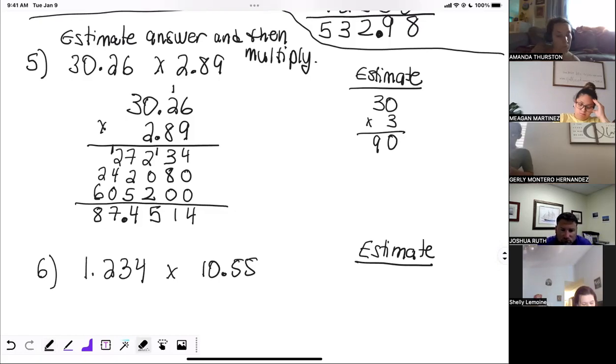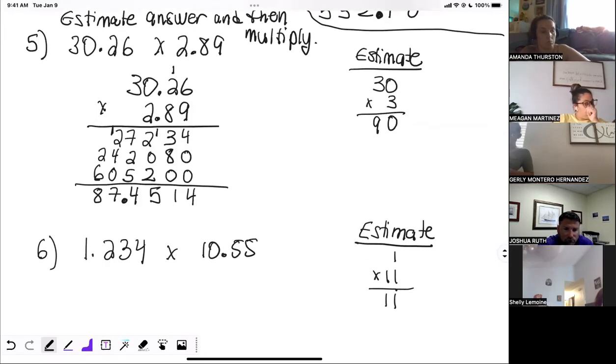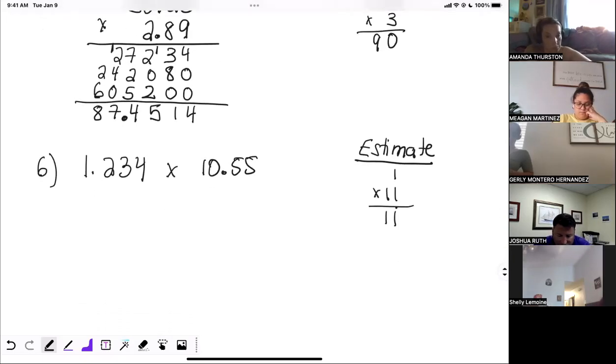Now, 1.234, that's still like 1. And then 10.55, that's going to be really close to, that's going to round to 11. So my estimate is 11. Now, this particular one, we dropped 0.234 rounding and we rounded up a little bit in 10. So it's not going to be 11, but it's going to be close. Okay, so 1.234 times 10.55.